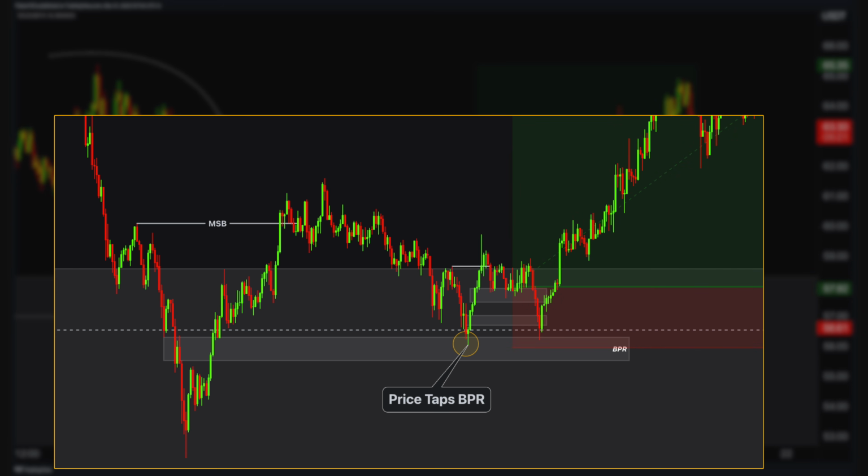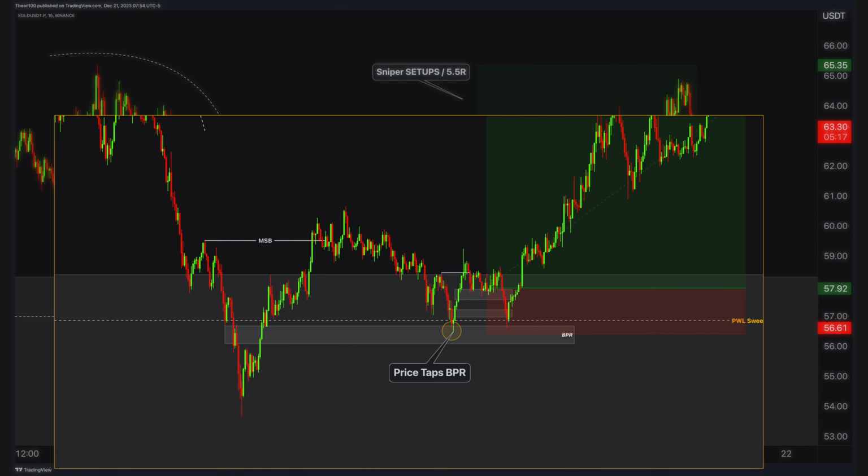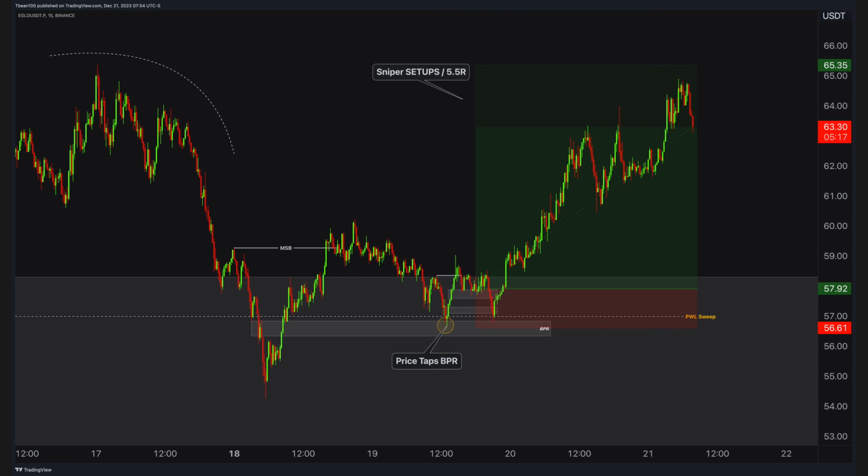Now this is the only way to build 5-hour plus setups with maximum rewards. But believe me, these are not easy. You need to watch the price a lot to make the best entry possible.